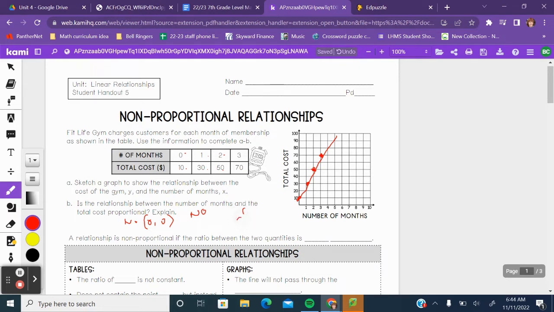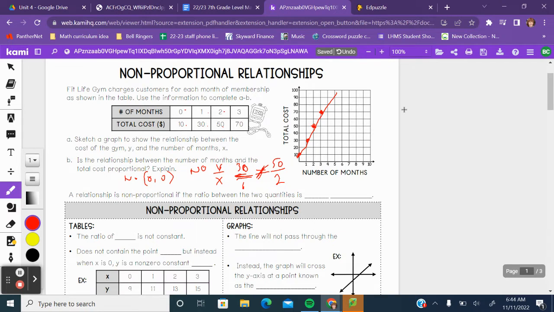So if I put 30 over 1, because we always put the y on top, remember y over x, 30 over 1 does not equal 50 over 2. So today we're going to talk about non-proportional relationships, okay? A relationship is non-proportional if the ratio between the two quantities is not constant. It's not constant, meaning it's not proportional, okay?